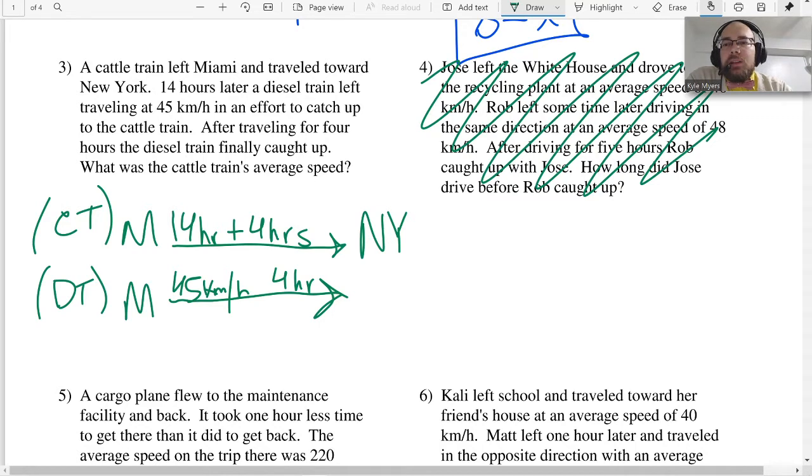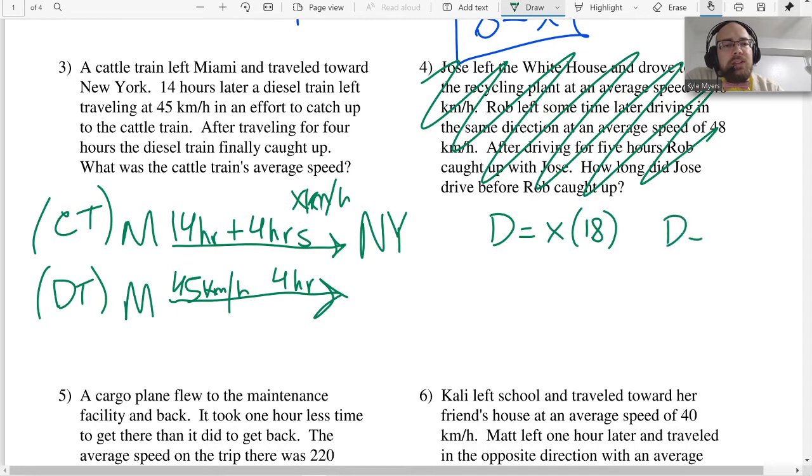Okay. So we want to know what the cattle train's average speed is. So x kilometers per hour. Okay. So distance equals rate times time. Distance equals. So for the first one, the rate is x. We're trying to figure out the rate. The time is 18. Right, and then in the other one, distance equals rate, 45, times time, 4. Right? And that's pretty much it.